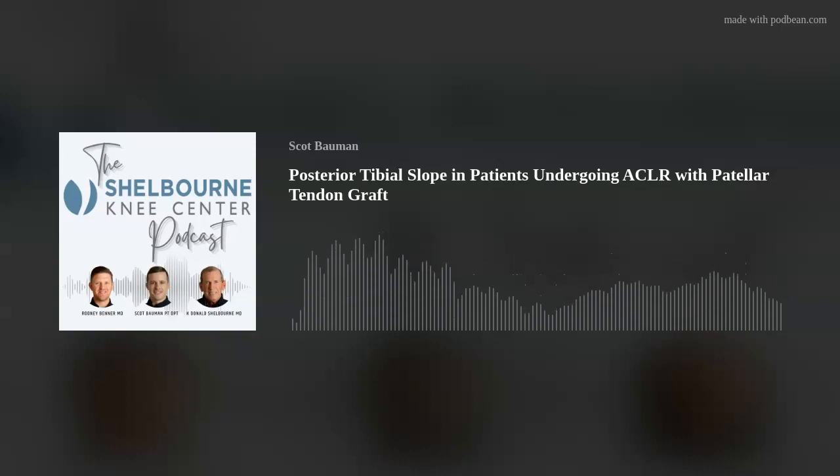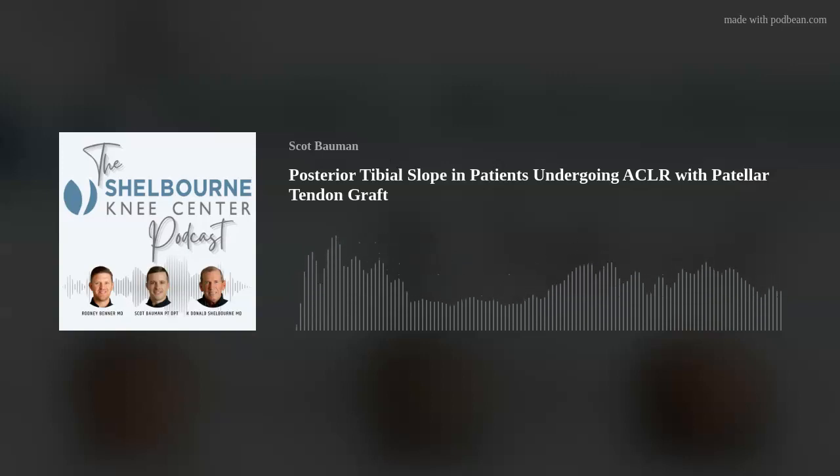And because of that, people have started to look at factors such as alignment to see whether that makes a big difference. Leo Przewski from Australia has been a real thought leader in this, and a lot of the data about the impact of posterior tibial slope on ACL graft failure has come from his center. So I think he's the one that's been probably talking about this the most with regard to hamstring grafts. And there have not been as many authors talking about it in the context of patella tendon grafts.